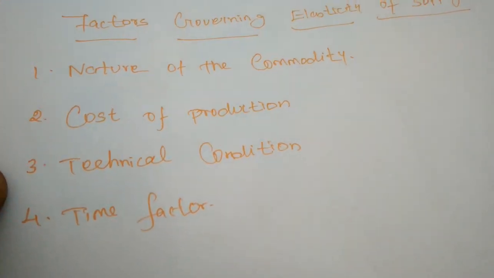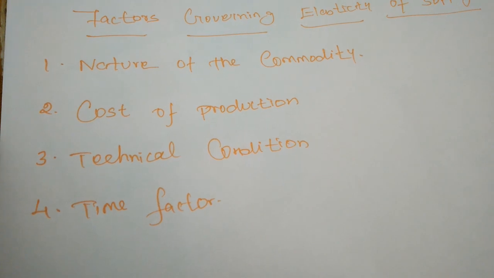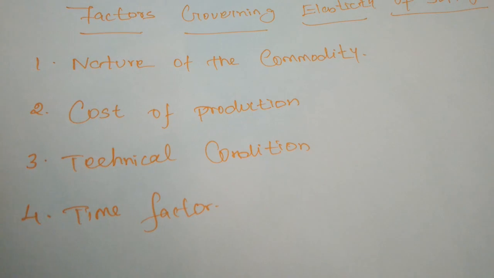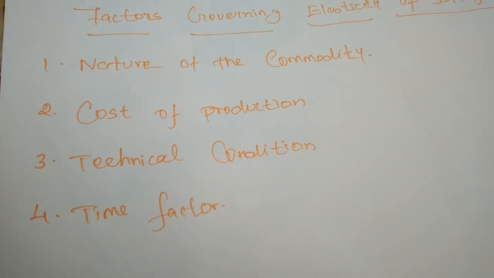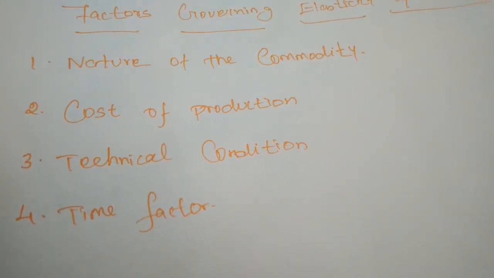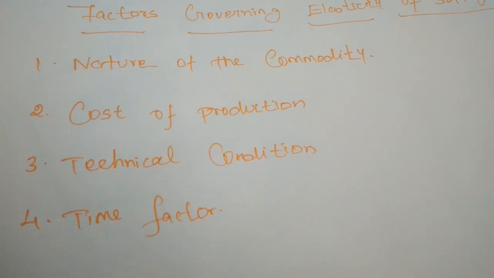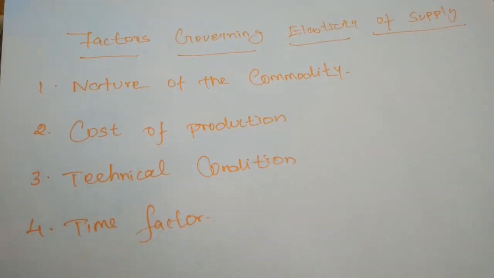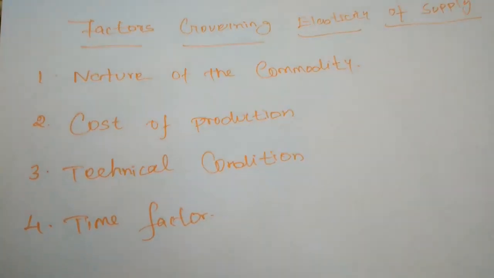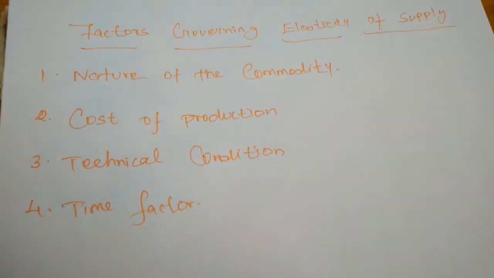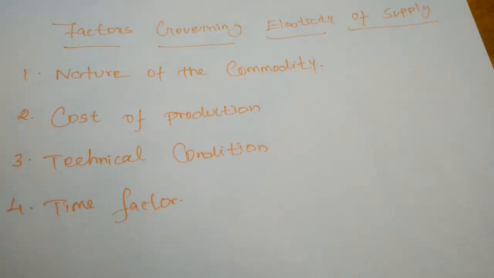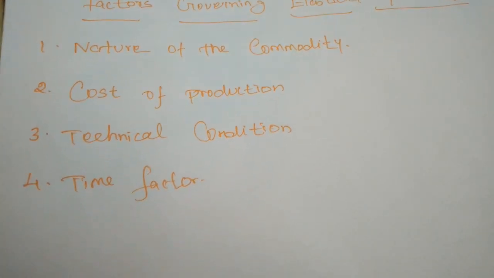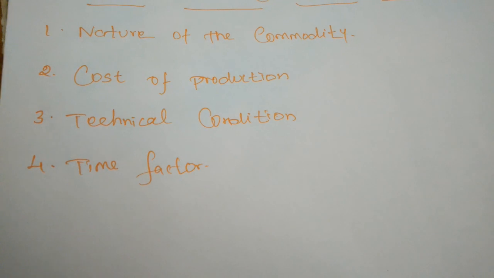In the short period, we cannot easily adjust the variable factors, and when we are adjusting the variable factors, we cannot increase the supply much. But in the long time period, we can adjust the variable factors and the fixed factors also. Because of that, the supply of commodities will be increased higher. So the four factors determining the elasticity of supply are: the nature of the commodity, cost of production, the technical conditions and the time factor.